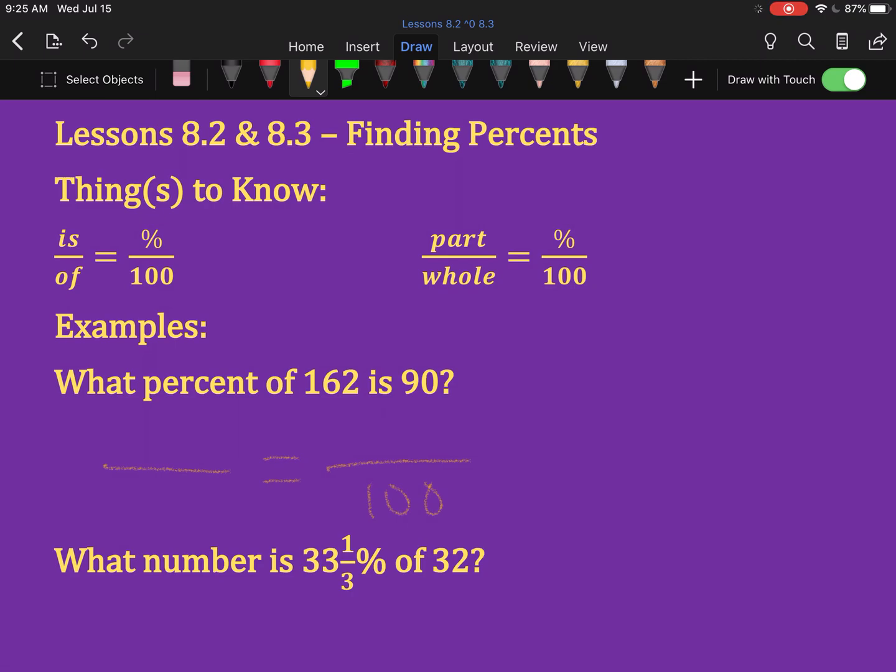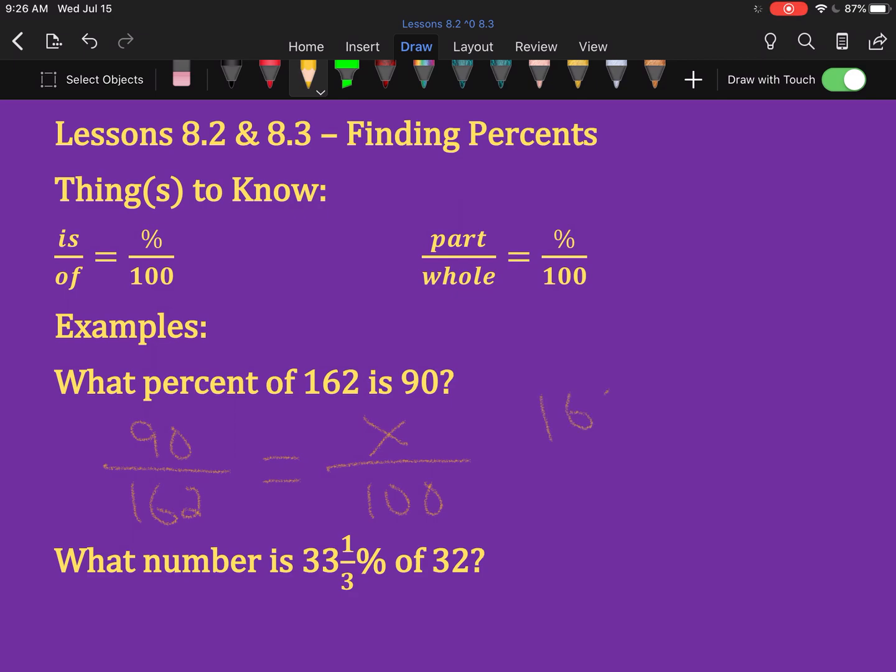What percent of 162 is 90? Is over of equals what percent, what is x? Because we don't know it. Over 100. The hard part here is setting that up. Once you've got that set up, we're in a cross multiply and divide situation. This is a proportion from last chapter. You are still allowed the use of a calculator because, again, I'm more interested in your ability to set these up than I am you taking 3 more minutes to finish solving this out.